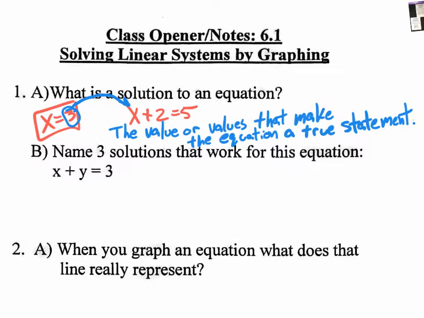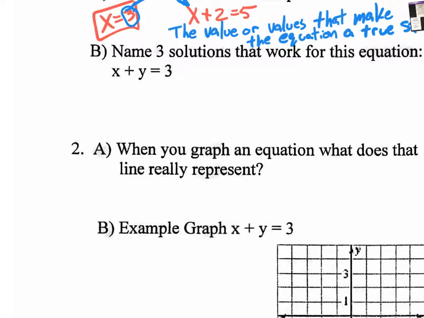Moving on to the second part. It says, name 3 solutions that work for this equation, x plus y equals 3. So go ahead and tell me. Give me 3 answers. 0 plus 3. Okay, so what you're saying is x could be 0, y could be 3. But instead of wasting time and writing it like that, we know that ordered pairs have an x value first and a y value second. So you could write it as an ordered pair, 0, 3. That is one answer to the equation x plus y equals 3.